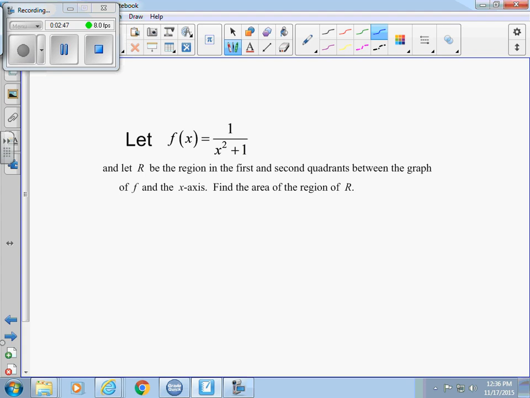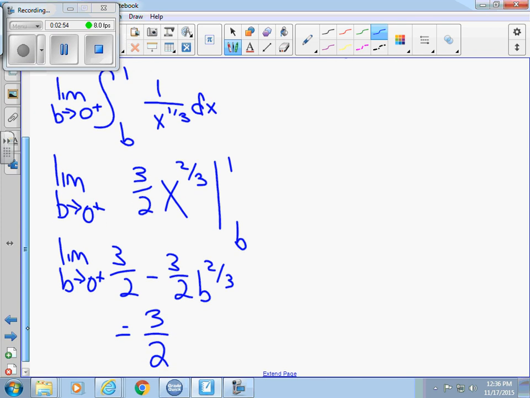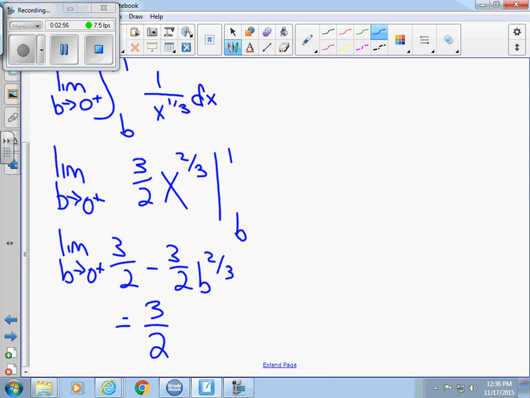Okay, so let's do the second one. Is it 3/2 because b is 0? If you plug in a 0, it's just 3/2 minus 0. Oh, okay.